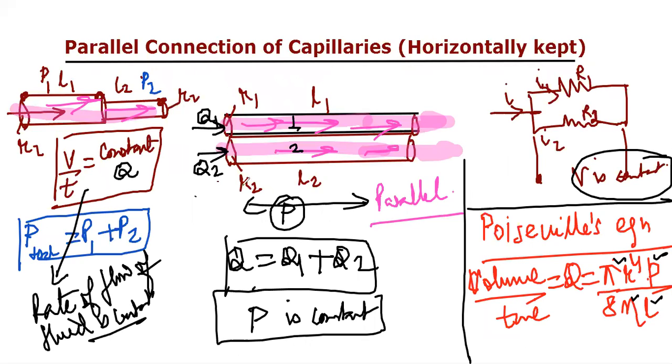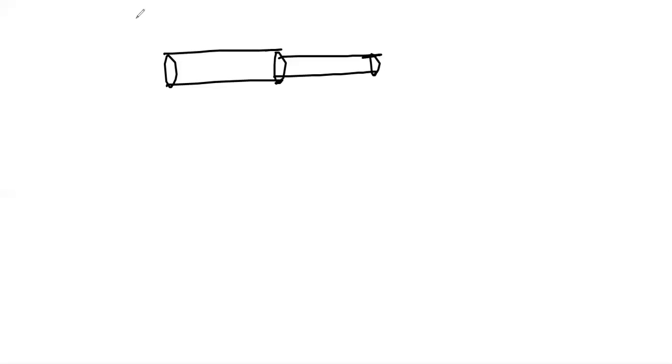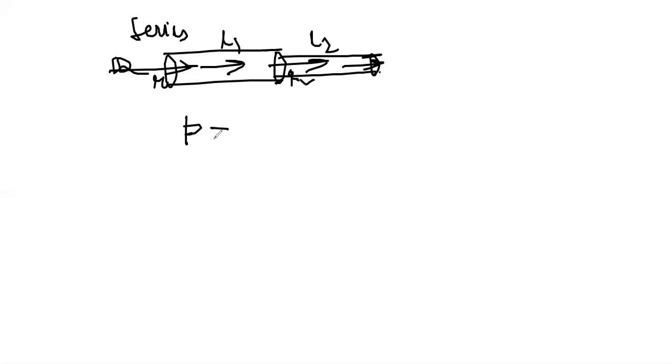And we have already discussed earlier regarding the series connection. I told you that in case of series connection, what was constant? You remember the rate of flow was constant. So in case of series connection, we can say that Q is constant. The liquid is flowing through this, Q is constant. And this is L1, this is L2, and this is suppose R1, and this is R2. So we can say the total pressure equals P1 plus P2.